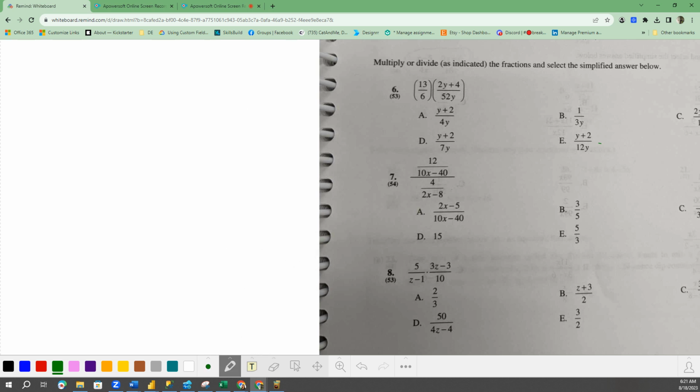All right, let's do number 7. This is a division sign. So this darker bar here that denotes anything above that is numerator, anything below that is your denominator. Okay, so let's copy that. So 12 over 10x minus 40. I'm gonna use the pink bar for my division.